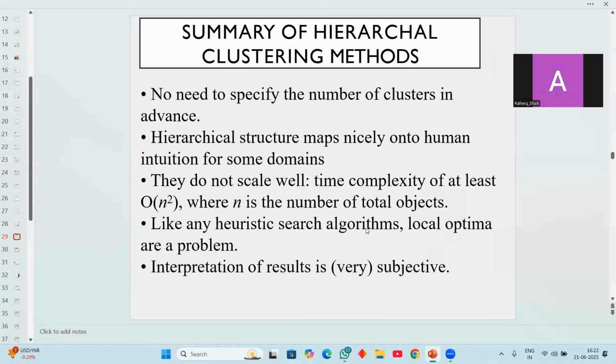There is no need to specify the number of clusters in advance, right? Hierarchical structures map nicely onto human intuition for some domains. They do not scale well. The time complexity is at least O(n squared), where n is the total number of objects. Like heuristic search algorithms, they have local optima problems, and the interpretation of the result is very subjective.